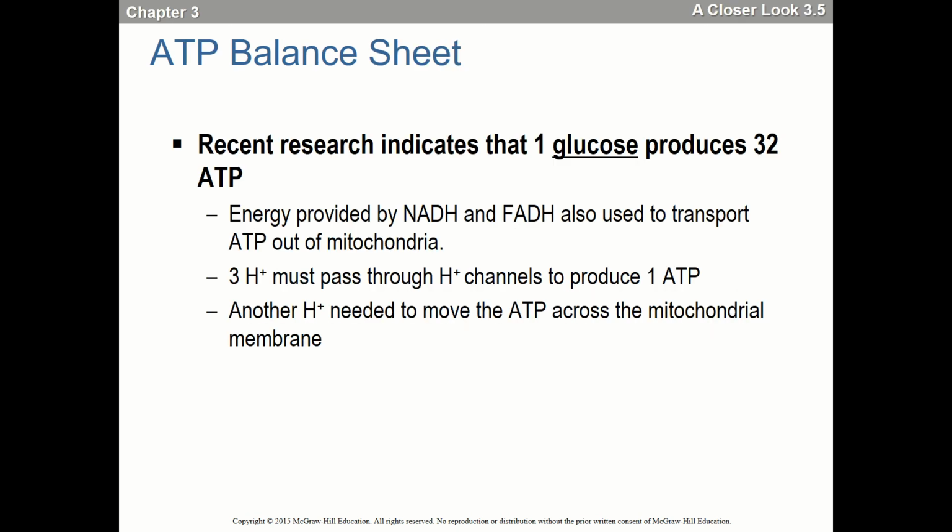Okay. Now to the ATP balance sheet, and I promise we're almost done with bioenergetics. This is what Josh was thinking about the other day. How many ATP do we get from glucose? I want you to know this. One glucose molecule, C6H12O6, gives us 32 ATP.